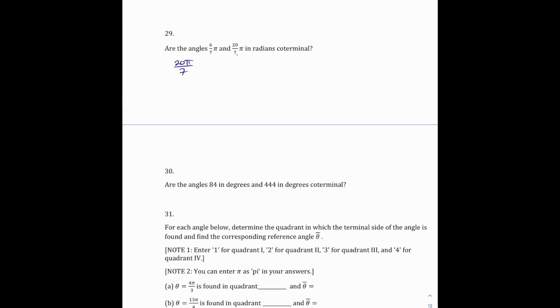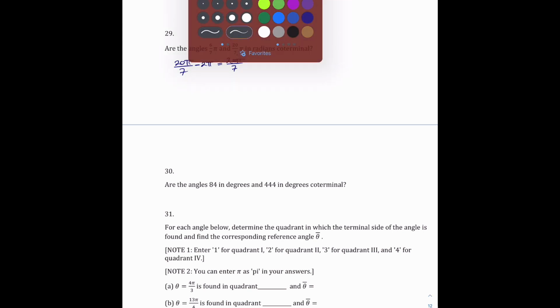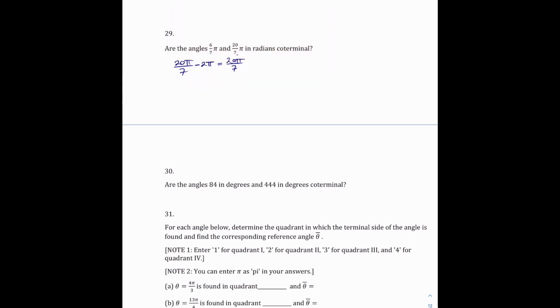So I'm going to say 20π/7 minus 2π. I need to convert 2π into a similar fraction, so I'm going to multiply by 7 and divide by 7. So this turns into 14π/7, which is going to give me 6π/7, and that is exactly the first angle we have. So yes, they are coterminal.